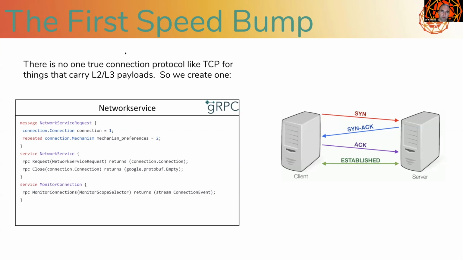The very first problem we hit is that, unlike when you're writing an application service mesh on top of an HTTP web proxy, there's no one true connection protocol like TCP for things that carry L2 and L3 payloads. So we created one. We created a gRPC API to say, in a very generic sense, we'd like a virtual wire that connects us to a network service, and we'd like to be able to ask for it and get it. We'd like to be able to close it, and we'd like to be able to tell what we actually have going on. And this actually worked remarkably well.